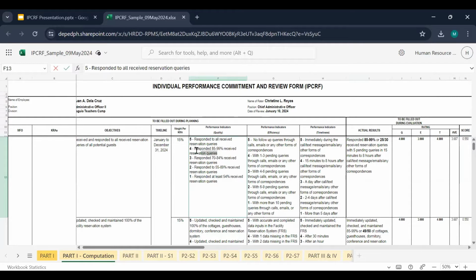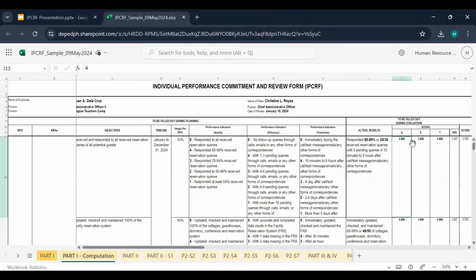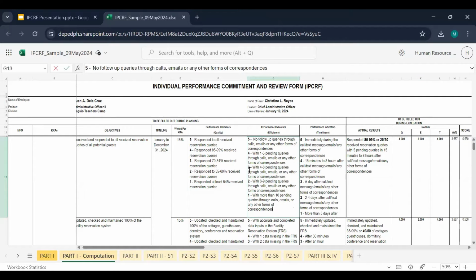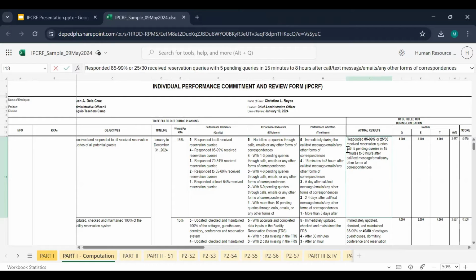He falls under the 4 performance rating with indicator that for every reservation queries that received and responded, only 85 to 99% is achieved. So under the efficiency performance measure, his rating is 3 because based on the actual results, he has 5 pending queries.